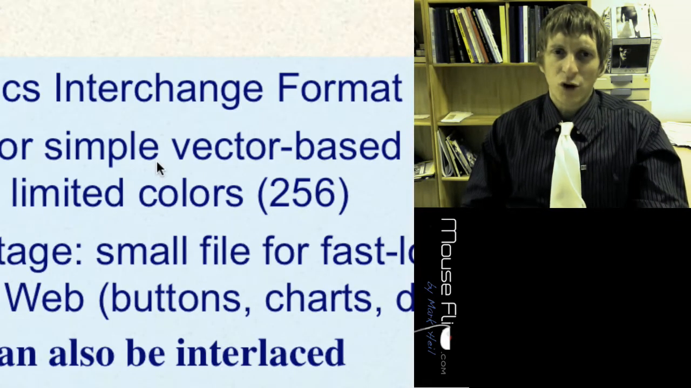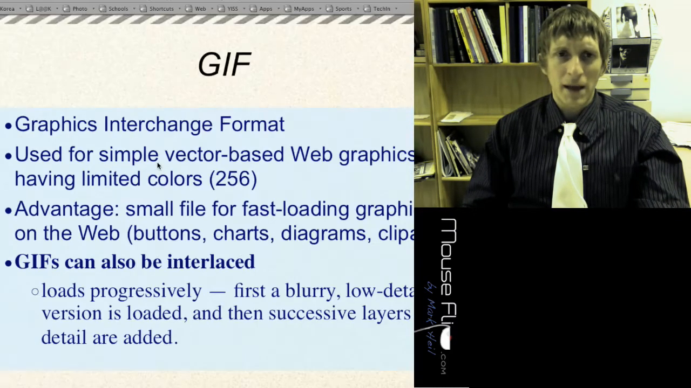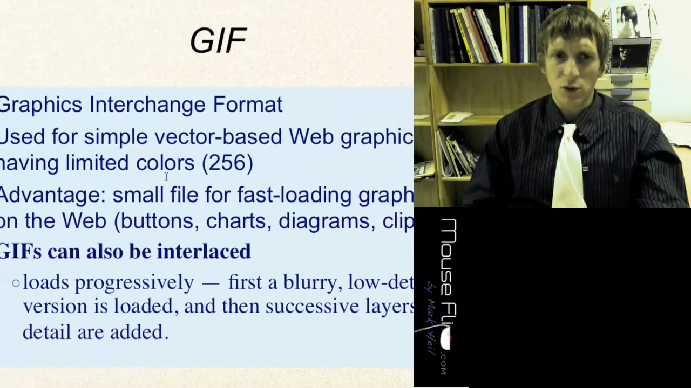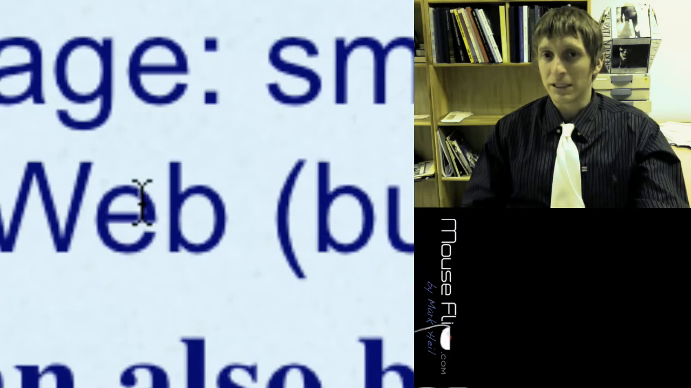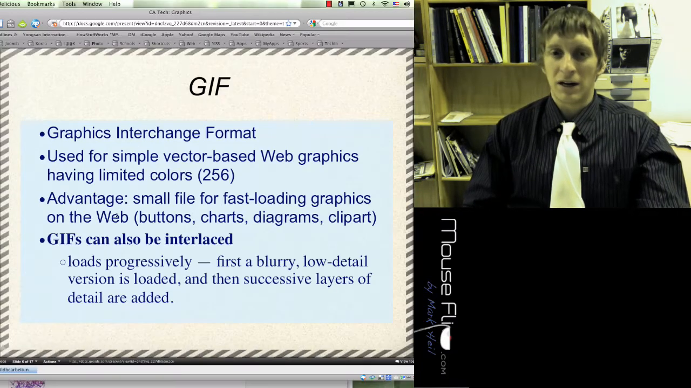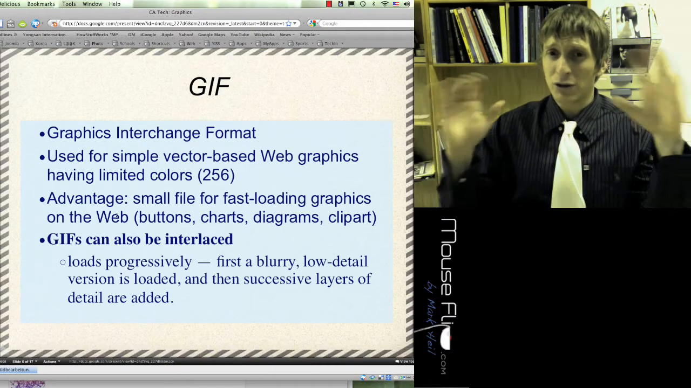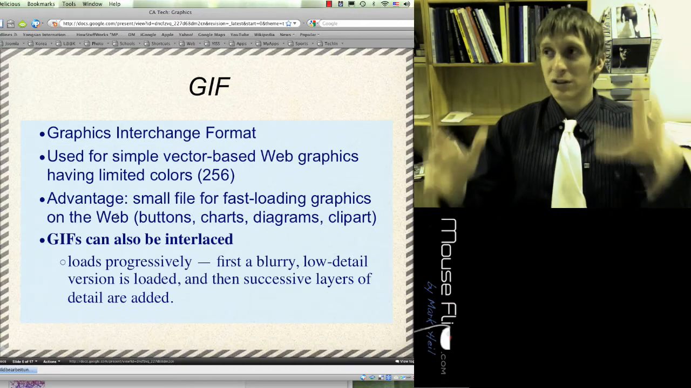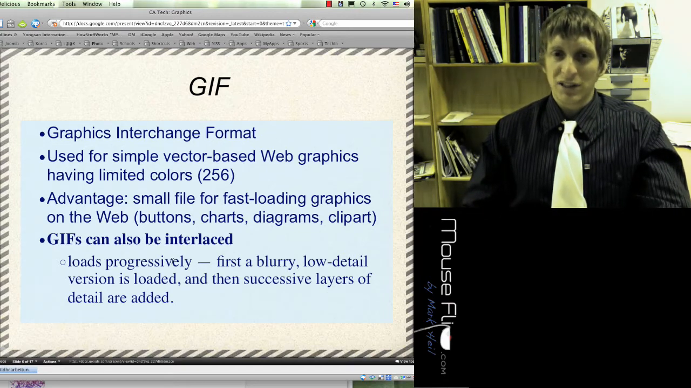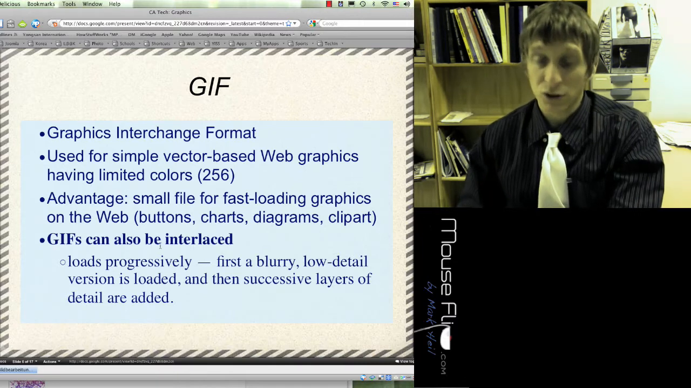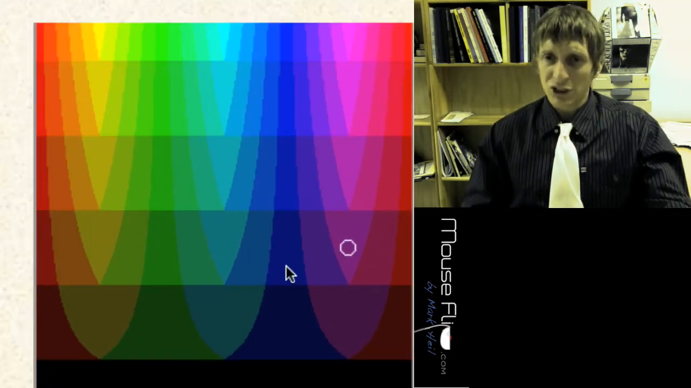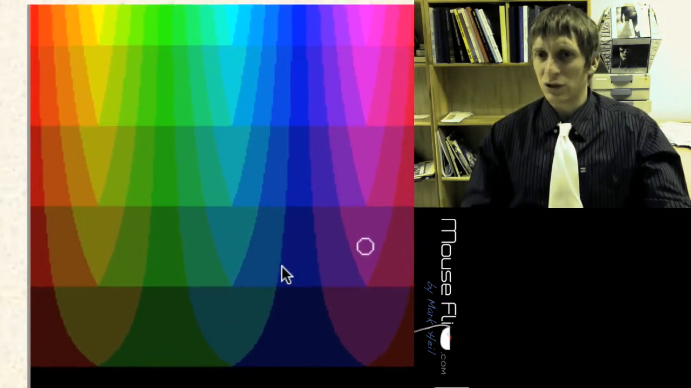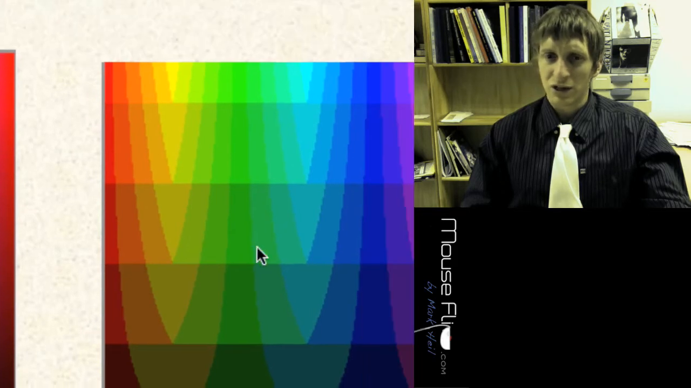So what does GIF stand for? Graphics Interchange Format, used for simple vector-based web graphics. The advantage is small files and fast loading. Great for web, okay? Great for web photos that are simple and not like photographs. GIFs can also be interlaced, which loads progressively, first blurry, but then it gets detailed as it goes on in layers. So here's an example of the GIF colors, the 256. You'll notice all the colors, like here's a color, here's a color, here's a color.